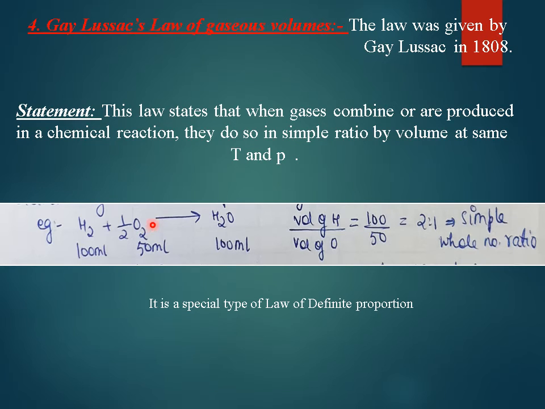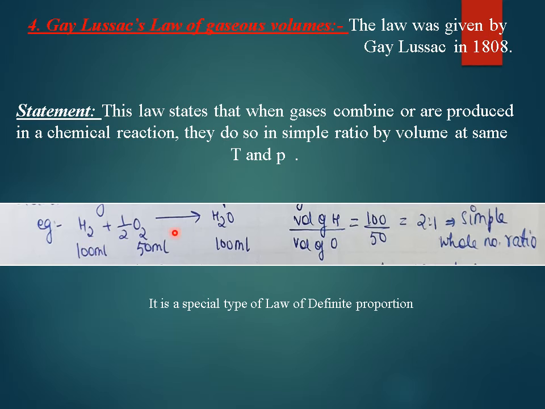Let's say some amount of hydrogen combines with oxygen to give me water at a particular constant temperature and pressure, then the volumes of the gases, hydrogen and oxygen, should bear a simple whole number ratio. Then only the water molecule would be formed. Let's say I have taken 100 ml of hydrogen combining with 50 ml of oxygen gas, then the volumes of hydrogen by oxygen would be 100 by 50, which is 2 is to 1, which is again a simple whole number ratio. So, as long as the gaseous volumes have a simple whole number ratio associated with them, they can combine to give me the products.